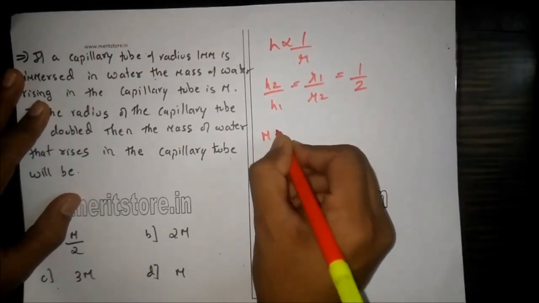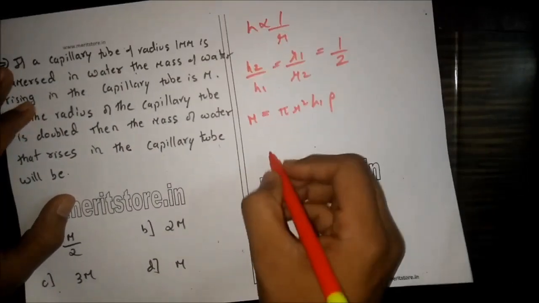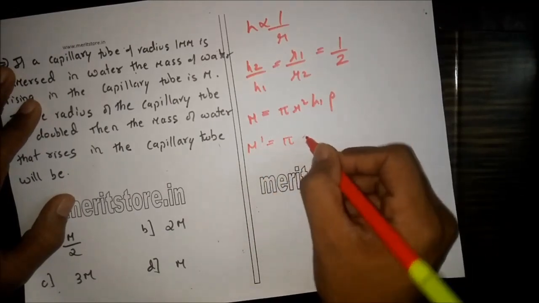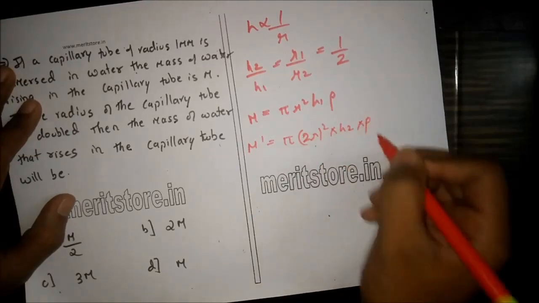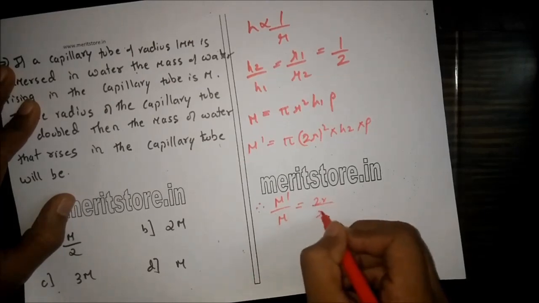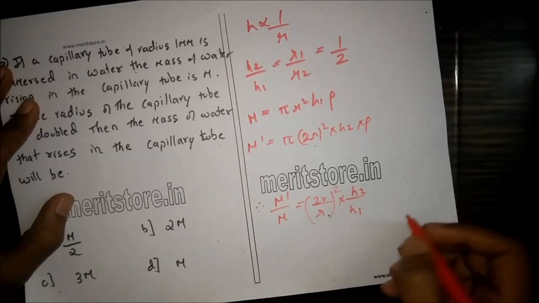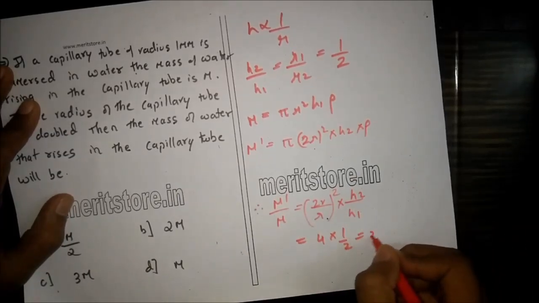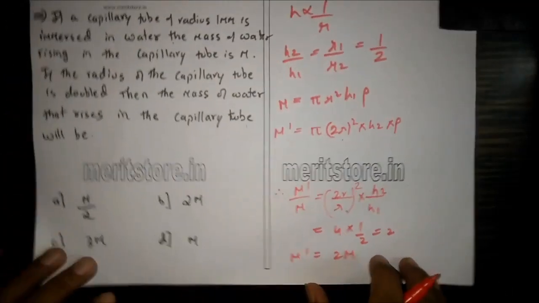Therefore, the mass is given by the formula m is equal to pi r square h1 into rho. Therefore, m dash is equal to pi, this is m second, for h2, 2r the whole square into h2 into rho. Therefore, m dash upon m will be equal to 2r upon r the whole square into h2 upon h1, which will be equal to 4 into half, which is equal to 2. Therefore, m dash will be 2m. Therefore, here the correct answer is option B.